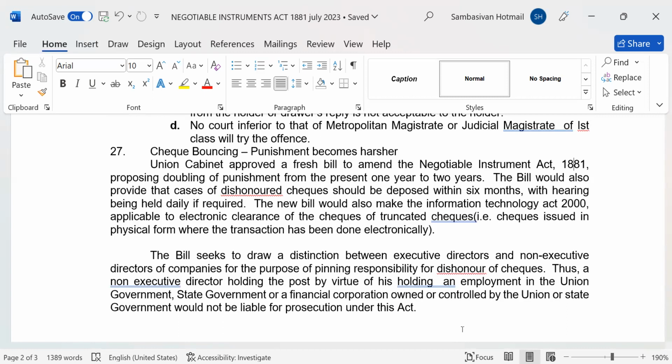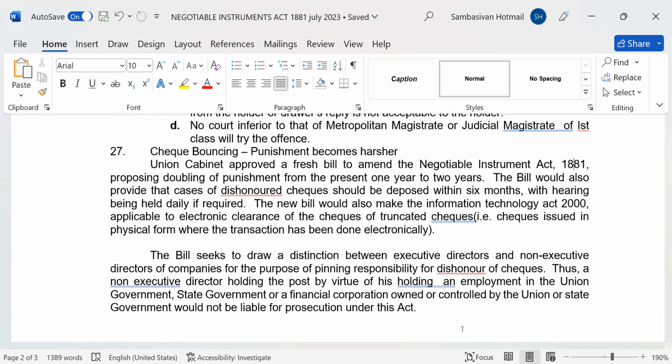The bill would also provide that cases of dishonored checks should be disposed of within 6 months, with hearing being held daily if required. The new bill would also make the Information Technology Act 2000 applicable to electronic clearance of truncated checks, that is, checks issued in physical form where the transaction has been done electronically. The bill seeks to draw a distinction between executive directors and non-executive directors of the companies for the purpose of pinning responsibility for dishonor of checks.